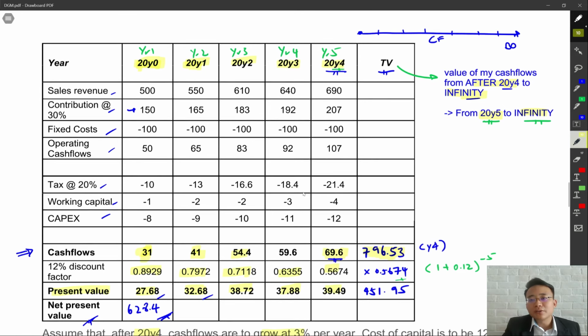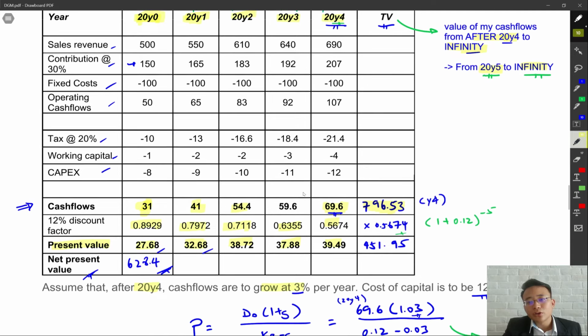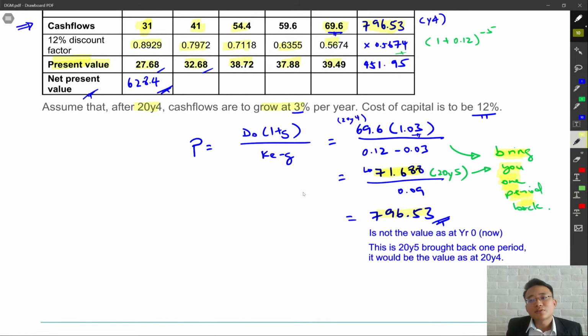But after year 5, all the cash flows go to infinity. How do I value it? I use the dividend growth formula. Now, there is one unique thing about the dividend growth formula. It does not bring you immediately to present value. All it does is bring you one period back. This formula is blind. It is unconscious, unfeeling, unknowing. Put your numbers in, and it will give you the value one period behind.